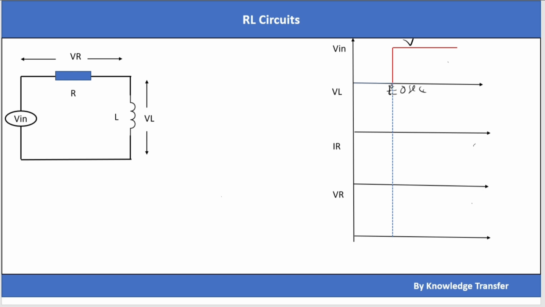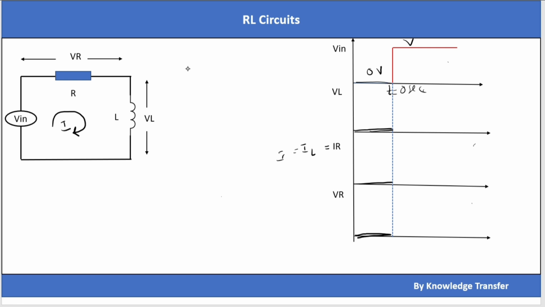From t equal to 0 minus, that means here the input voltage is 0 volts. That means the input source will be replaced with a short circuit, and here I am taking an inductor which is not initially energized. So till t equal to 0, the VL voltage will be 0 and the current flowing through the circuit is 0. That's why IR is 0 and VR, the voltage across the resistor, is also 0. So here IR is equal to IL, equal to some I, because there are no other parallel paths, so there is only one current flowing through here.